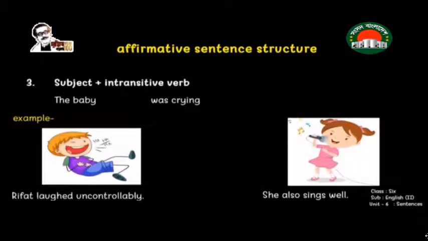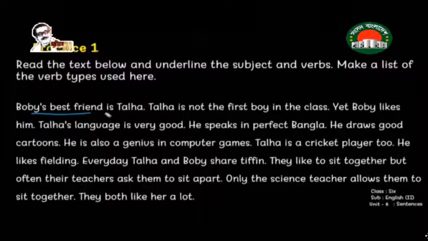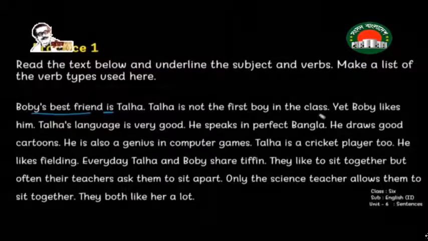Discussion is over. Now practice time. We need to read the text below and underline the subjects and verbs. And then we need to make a list of the verb types used here. So let's solve it. Bobby's best friend is Talha. So here the subject is Bobby's best friend and is here is the linking verb. Talha is not the first boy in the class.